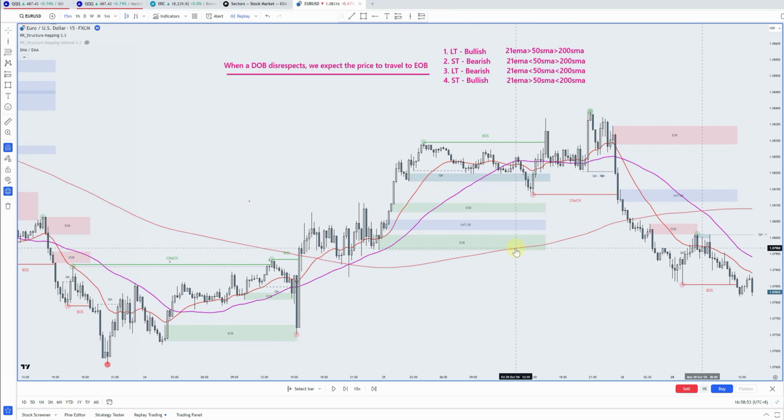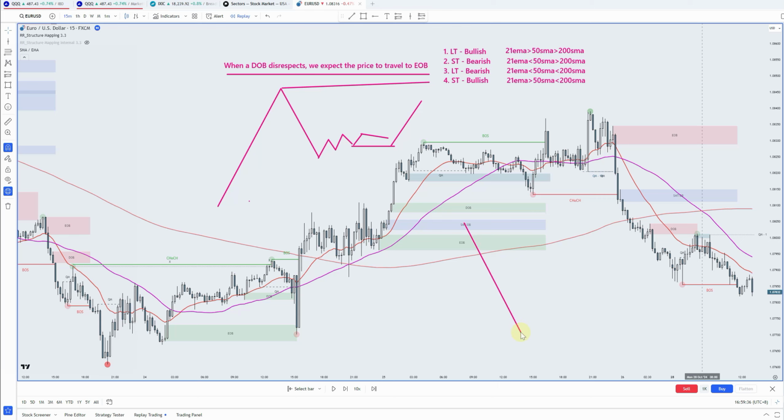Look here. What is this? 50 is greater than 200. But 21, this red one, is less than 50. So you are just shorter term bearish. What is shorter term bearish? Like this, and once the price goes back to the longer term, then we buy until here, right? So you are not a seller. You are just shorter term bearish. You are not longer term bearish.